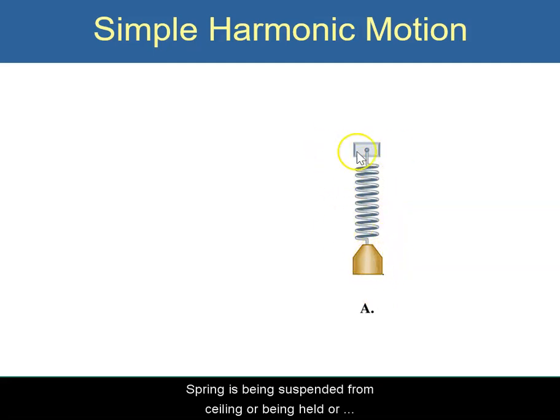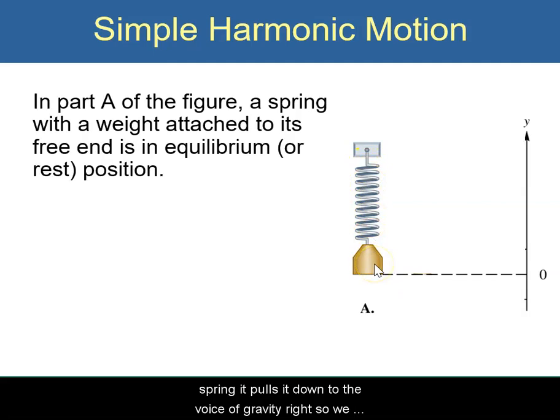Okay, so our spring is being suspended from a ceiling or being held, or something is holding it, and when the weight gets put on the spring, it pulls it down due to the force of gravity, right? So we call this the equilibrium position or the rest position. Okay, it's how far the spring naturally stretches when whatever size weight we put on it. So obviously if we put on a heavier weight, it's going to stretch the spring more. We would call that our equilibrium position for that weight. If the weight was lighter, it would stretch it less. And where it rests at, that's our equilibrium position for, again, that weight that we put on.